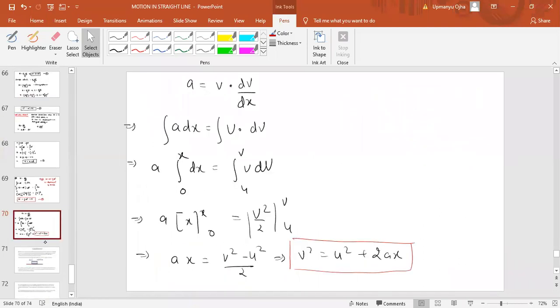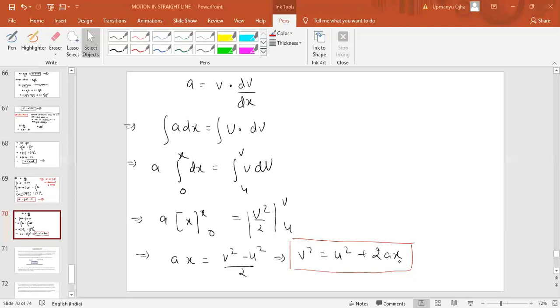In this equation also, v square equal to u... Now we know that a is equal to v dv by dx. A equal to v dv by dx. Now if a is a constant, which we can take outside, now we integrate this. The lower limit is x equal to 0 to x equal to x, u to v. U is the initial velocity, v is the final velocity. Now if you integrate this, you get this equation: v square equal to u square plus 2ax.